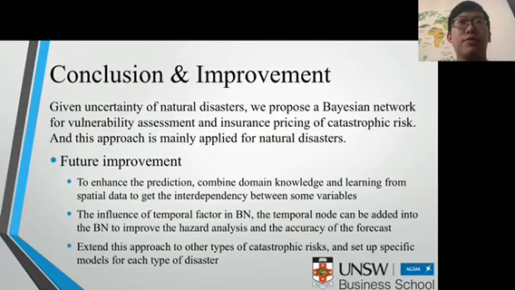For future improvement, we can combine domain knowledge and learning from spatial data to get the interdependence between some variables to enhance the prediction. Considering the influence of temporal factor, the temporal node can be added into the Bayesian network to improve the hazard analysis and enhance the accuracy of the forecast. And we can extend this approach to other types of catastrophic risk and set up specific models for each type of disaster.